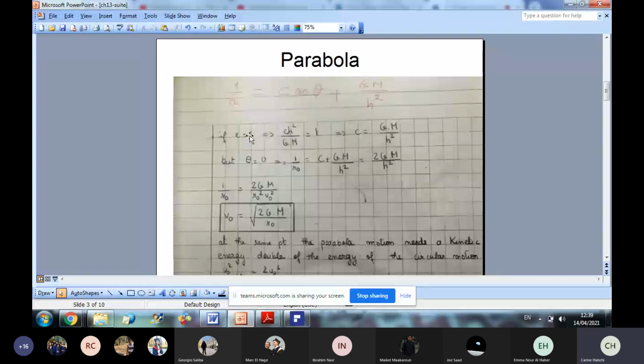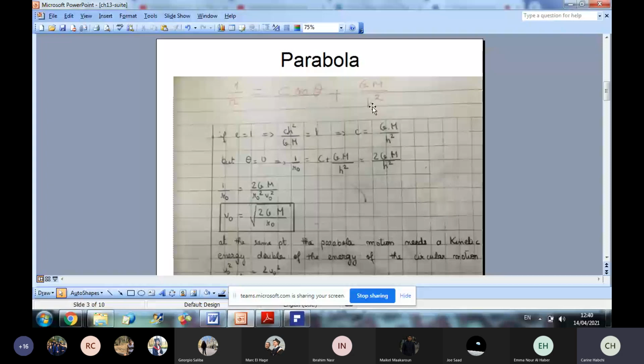So if the eccentricity is equal to 1, then I have that c h squared over gm will be equal to 1. And from here, the constant c will be equal to gm over h squared. But now I want to see what should be the value of v0 in order to obtain a parabola. For this reason, I will replace in my equation v0 corresponding to theta equal to 0. So at theta equal to 0, if I replace in the equation of the conic, this is the equation of the conic, 1 over r equals c cosine theta plus gm over h squared.